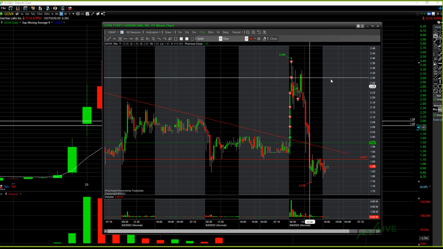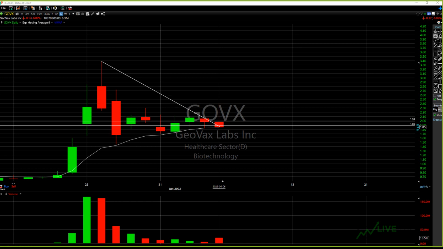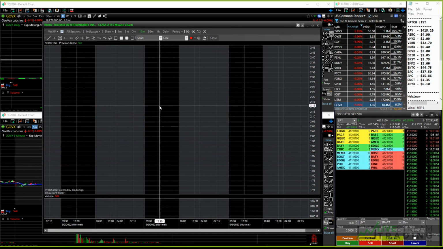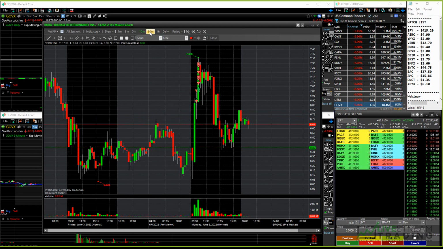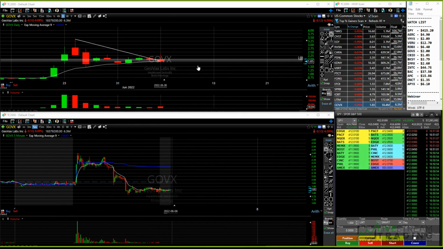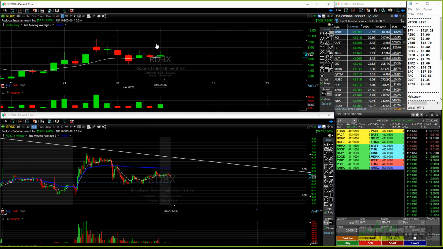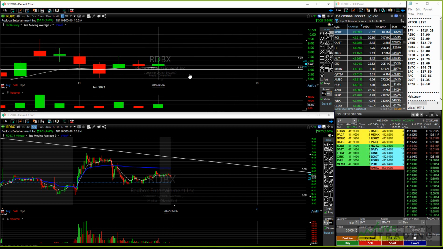This one, or excuse me, RDBX, this was more of a daily chart setup again, and I was looking at this as a daily. This was going to likely break out on the daily chart through 707, but here's the big thing I'm going to leave you with. In a bear market environment, you don't want to be necessarily buying breakouts. You want to be selling into breakouts.